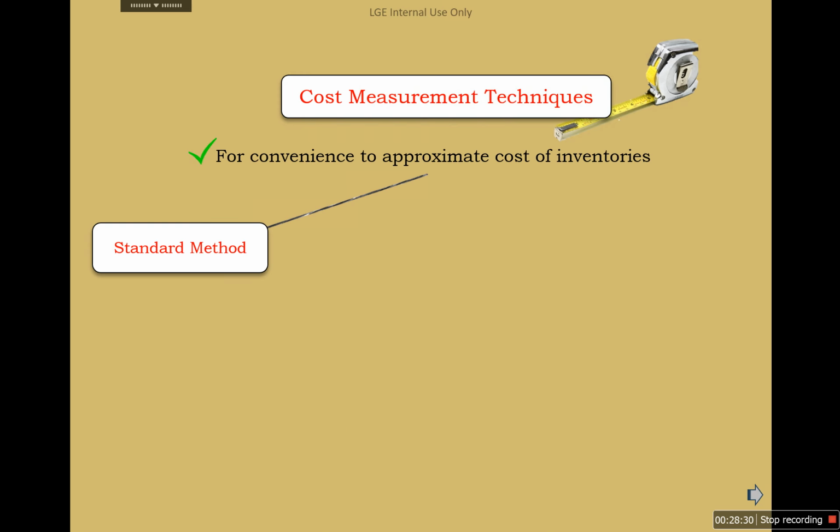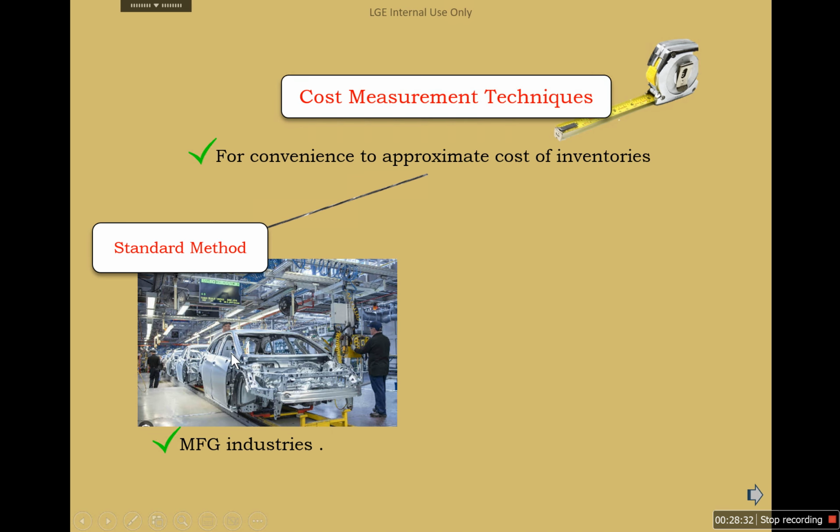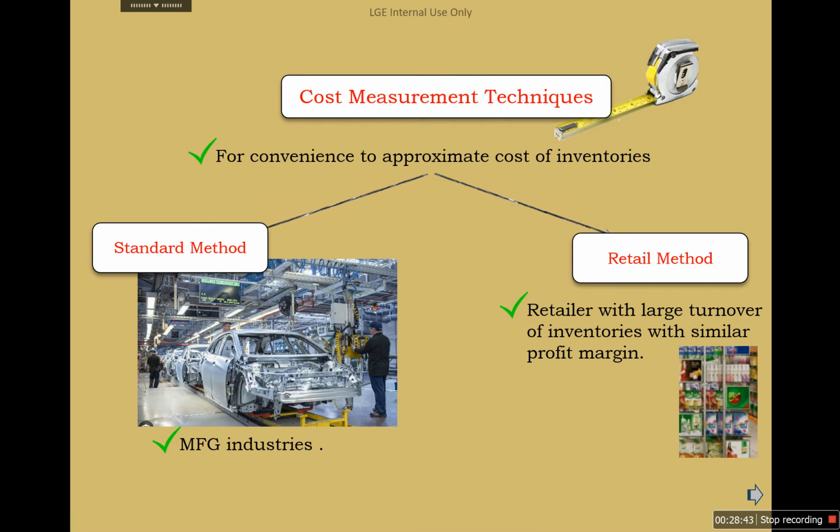So there are some cost measurement techniques that we can use for convenience and to provide an approximate cost of the inventory. We may use the standard cost method. It is mostly used in manufacturing, but the result should be equal to the actual cost of the inventory. Another method we can use is the retail method, used where retailers have a large turnover of inventories of similar items. For example, in grocery markets there are a lot of items, so it is difficult to manage the inventory.